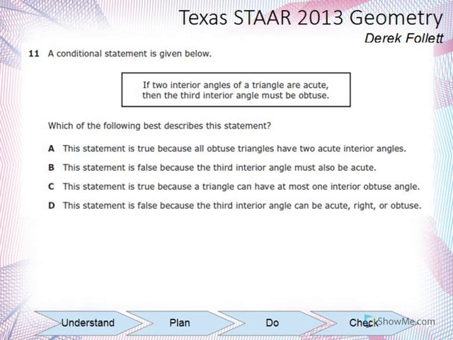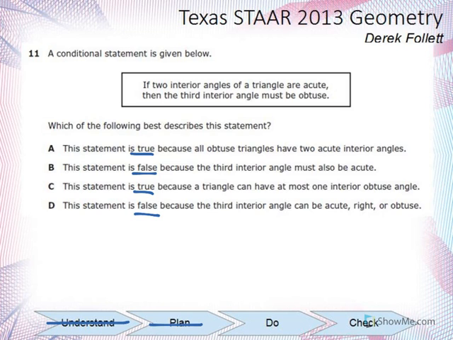And then I noticed that two of the answer choices say the statement is true for a reason, and two of them say the statement is false for a reason. So I understand what's being asked of me. I've got to read those multiple choice answers and figure out which of them describes the statement, whether it's true or false and why. So my plan is I'm going to try to figure out if it's true or false first, so I can eliminate two of the answer choices, and then I'll make a decision from there.